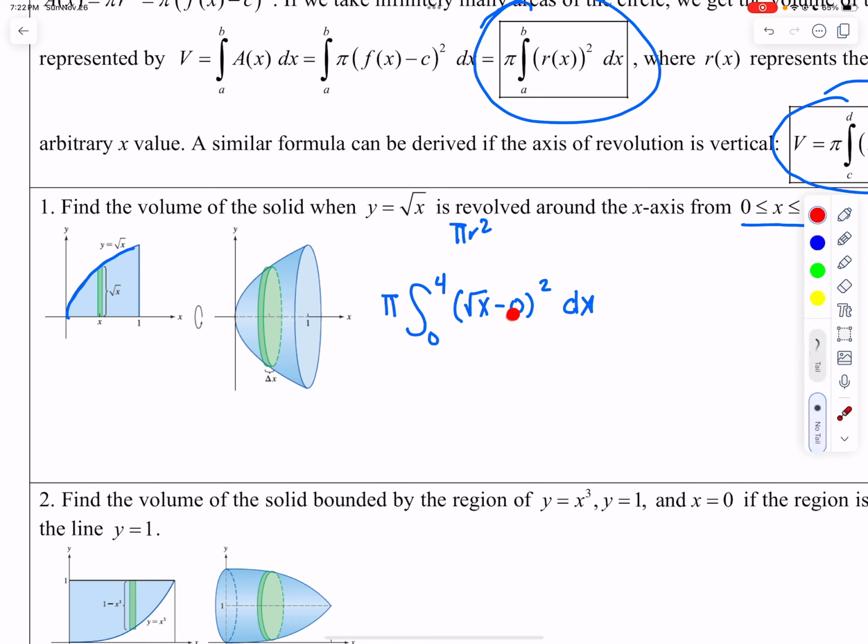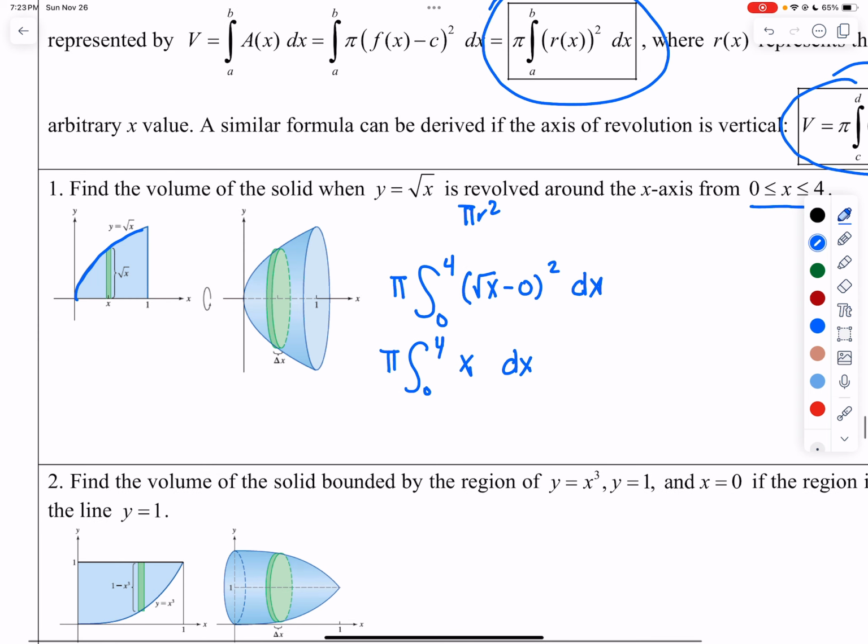Now, you don't necessarily need the 0. However, I like it just so that you could see where it's coming from in terms of top minus bottom. I have 0 to 4, x, dx. Integrate that. You're going to get 4 squared, which is 16. 16 times 1/2 is 8. And then if you do 0, that's basically nothing. So you have 8 pi units cubed.